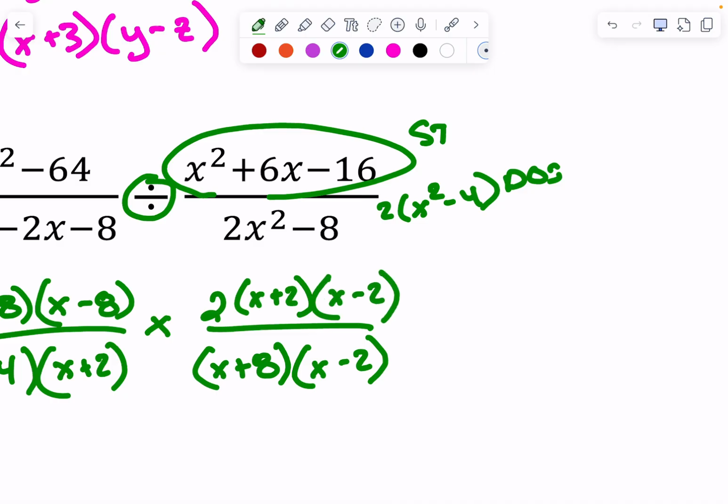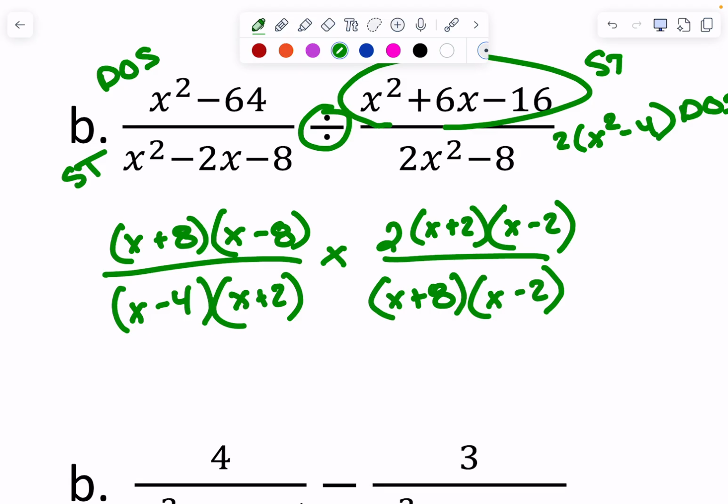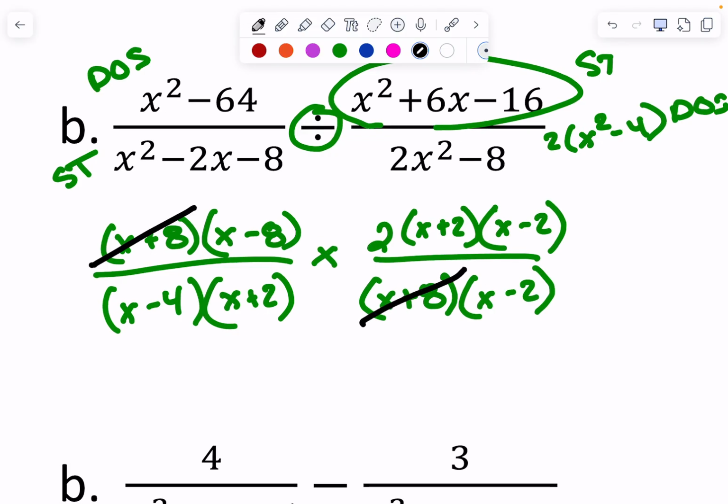Are we doing okay so far? Yep. So I flipped it, right? And I broke everything down, and now we just cancel. I've got an x plus 8, and I canceled with an x plus 8. I've got x minus 2 and x minus 2. I've got an x plus 2 and an x plus 2. You can cancel out as long as one's on the top and one's on the bottom. Doesn't matter if it's diagonally or one on top of the other.